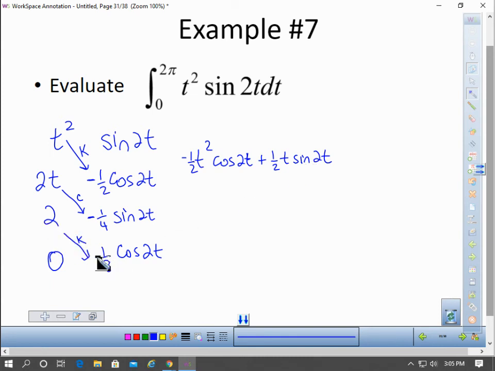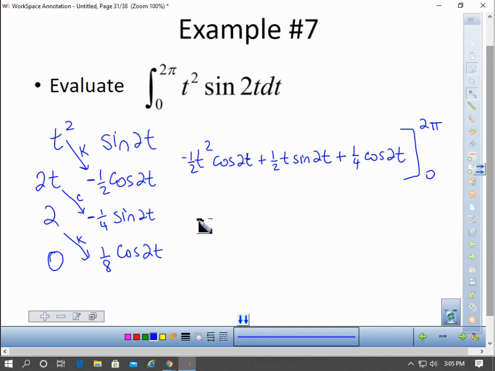Then here we're going to keep the sign. So 2 times 1/8 is going to be a 1/4. And we're going to keep our sign, 1/4 cosine 2t. I would put a plus c. However, I'm doing definite integration from 0 to 2 pi, so I don't need the plus c.